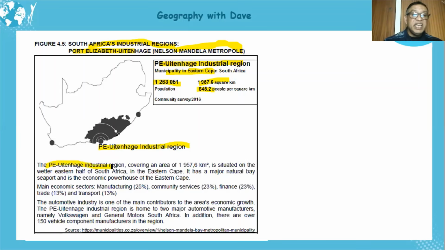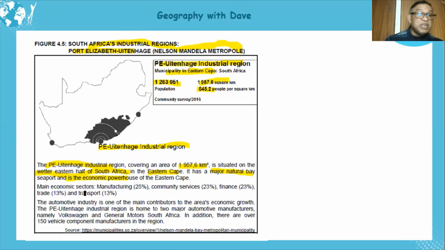The PE industrial area, as I said, is covering 1,957.6 square kilometers. It's situated in the wetter eastern half of South Africa. Why is the wetter a positive? Can you see me picking up positives in this already? In the Eastern Cape, the major natural bay. Can you see how the article is giving us things? Wetter eastern parts, so good for water supply. Major natural bay for transportation infrastructure, seaport, and is an economic powerhouse in the Eastern Cape.